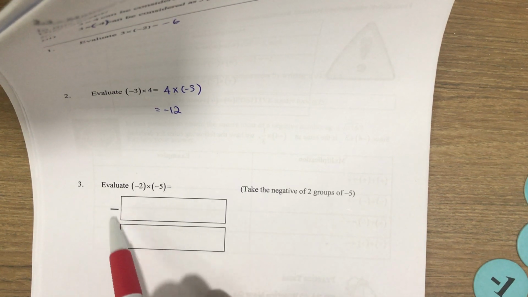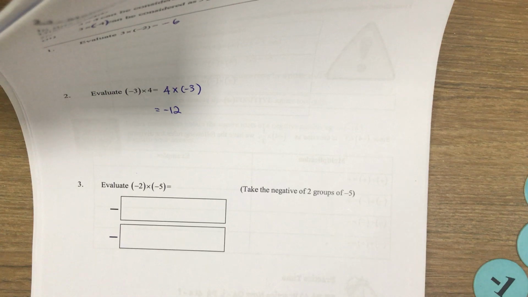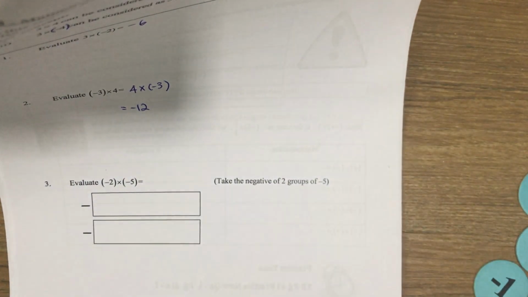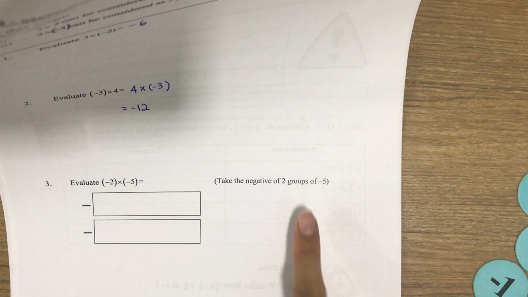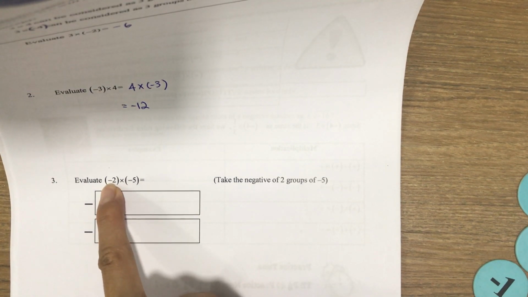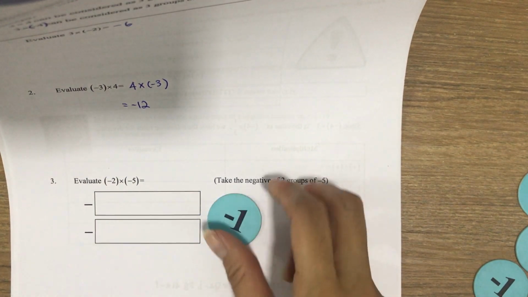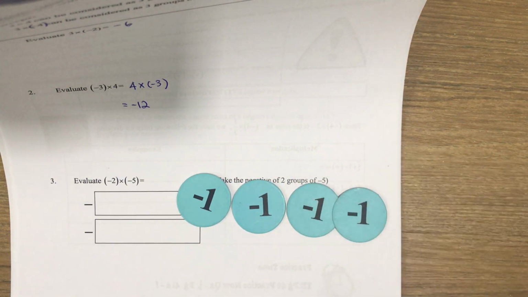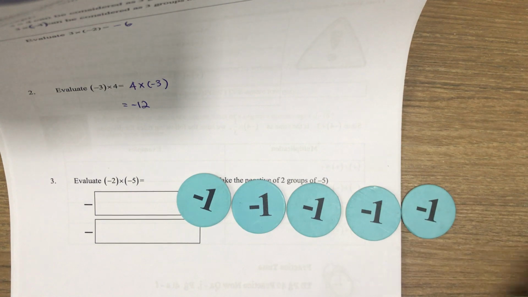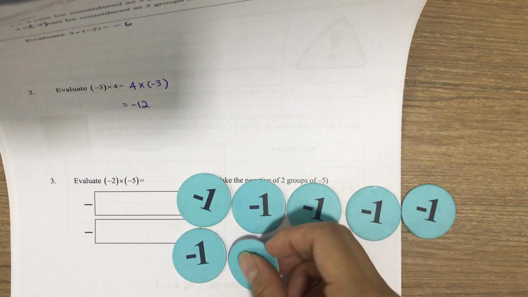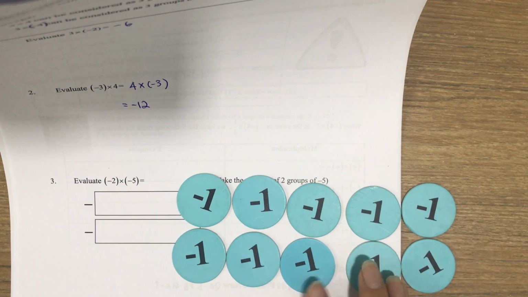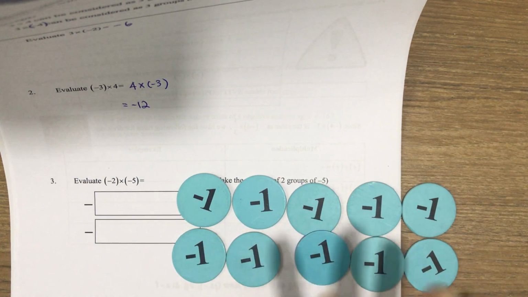Now you see this negative sign here and the boxes given here. Okay, now these boxes are of course the algebra disks printed on your paper. So I'm going to show you with the 3D algebra disks. Now I form 2 groups of -5 first. Okay, so I'm going to ignore this negative sign. I'm going to form 2 groups of -5. So over here I have 1 group, and I have a second group. Okay, so I have 2 groups of -5.